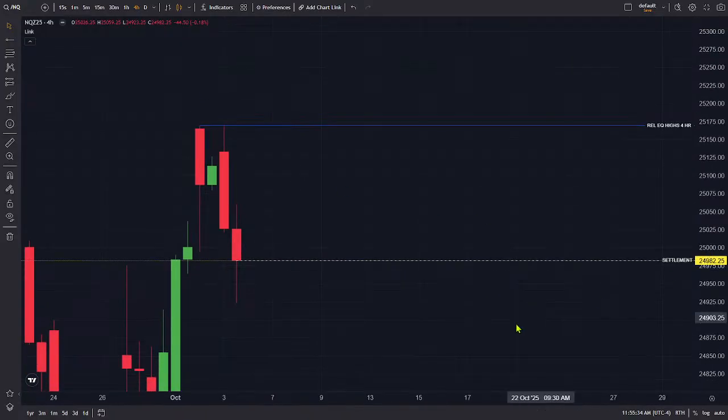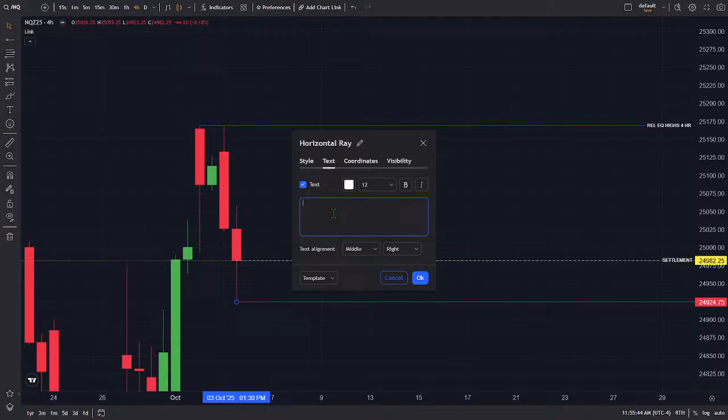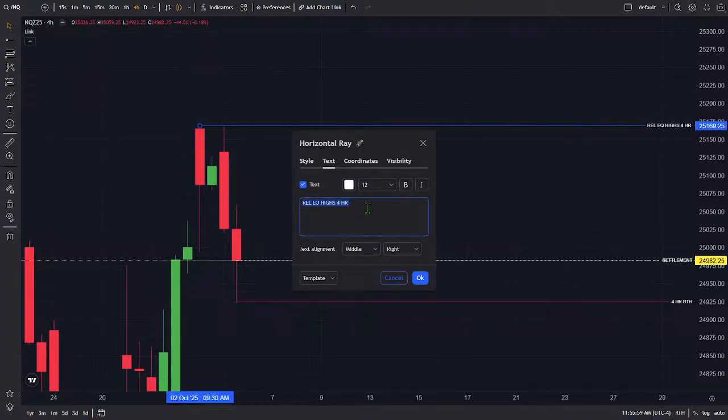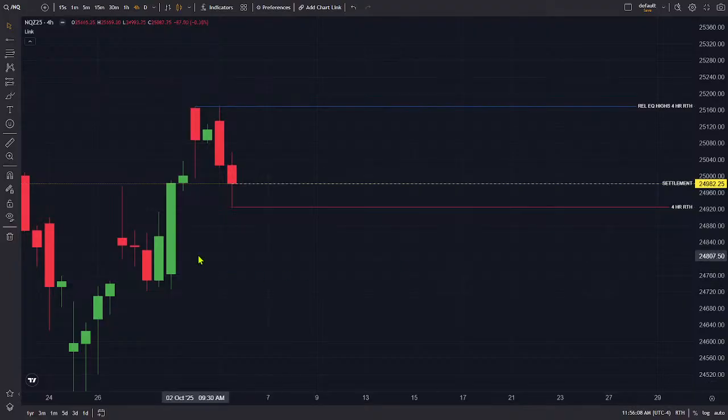Now we need to look at the downside. So we have this one, put red, and we'll put 4 hour. And I'll put RTH. I don't usually do it now just because I know I'm only marking regular trading hour, 4 hour highs, but I'll do it for your benefit. Okay.